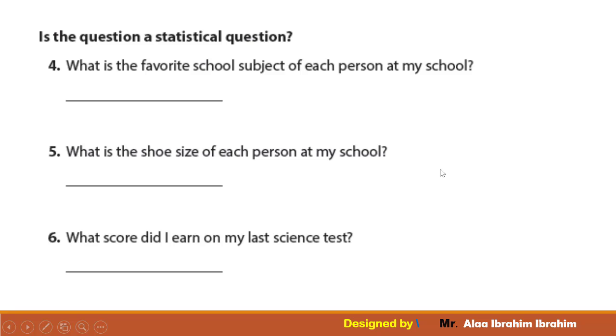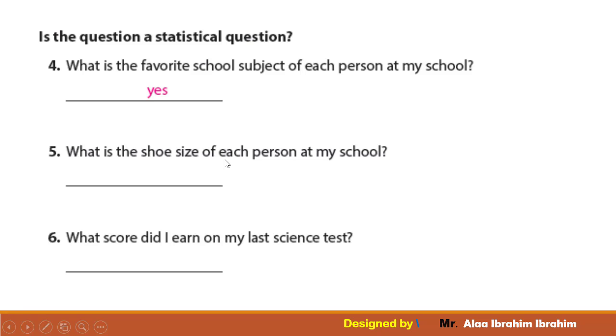Is the question a statistical question? We have to check. So what's the favorite school subject? What is the shoe size of each person at my school? What score did I earn on my last test? To know if this is a statistical question, I have to check whether it is a single value or a group. Am I dealing with different values or one value? So what is the favorite school subject of each person? I'm dealing with many persons here. So that's yes, because I'm dealing with a group or different data here.